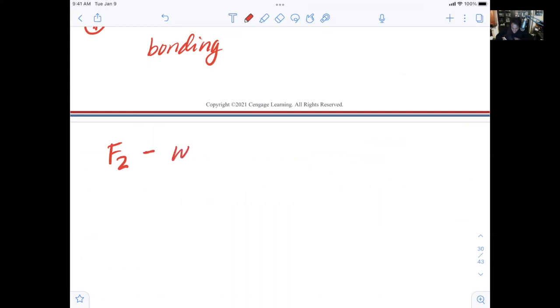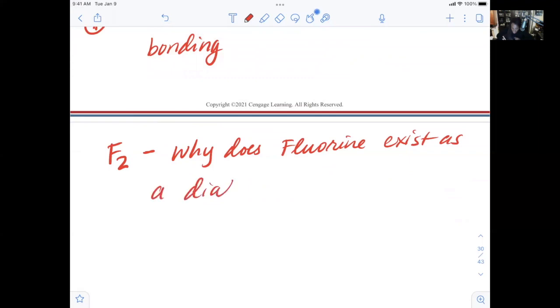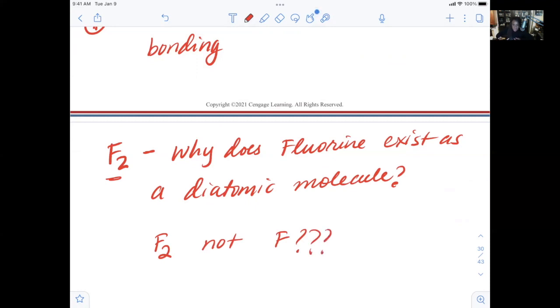The question here is, why does fluorine exist as a diatomic molecule? In nature, when you see fluorine, why don't you just see a fluorine atom? Why do you see a fluorine molecule, F2? So the question we're asking is, why F2, not F? This is the question we're about to answer.